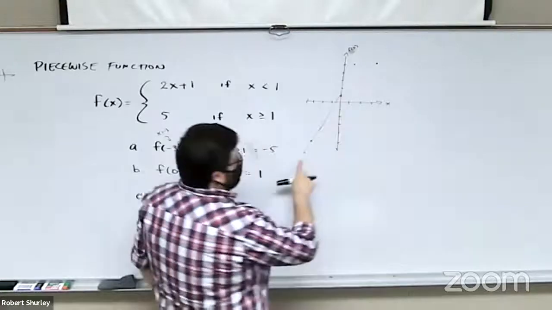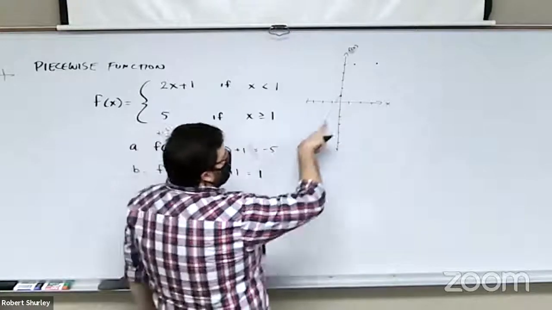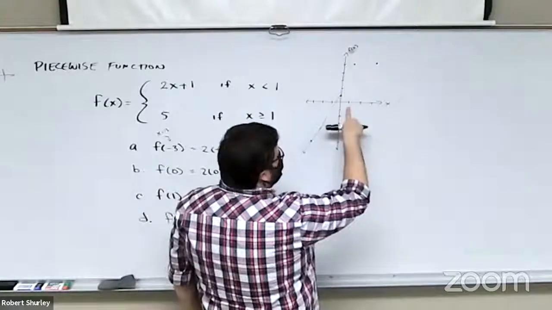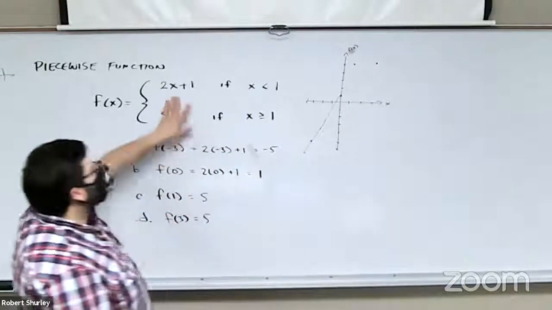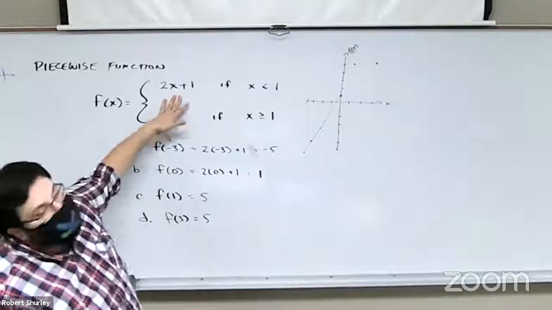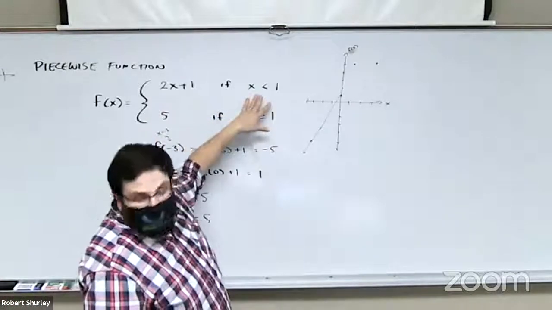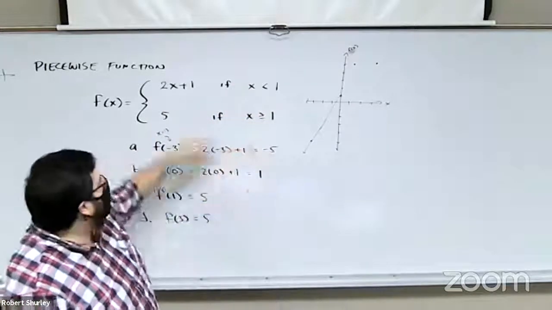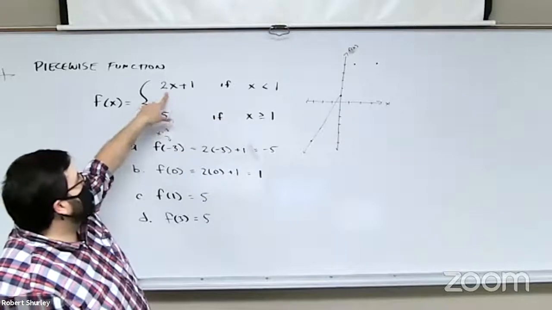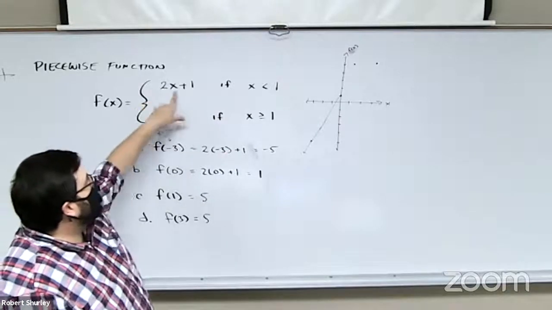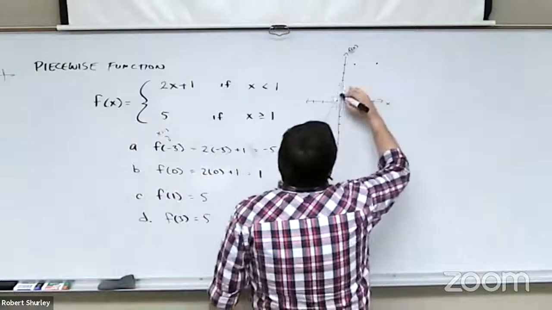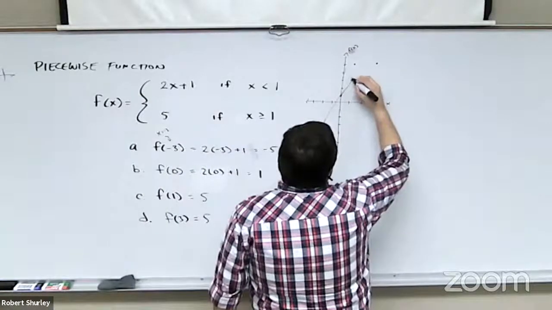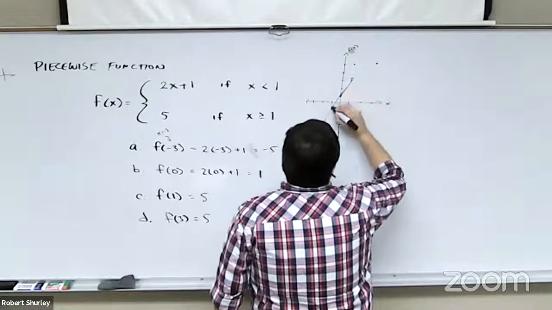I know to the left it's headed down here, but it's got to stop somewhere. It stops at 1, but it doesn't include 1. So if I plugged in 1 to this top one, now I know we're not supposed to because x is less than 1, right? But I want to see where it stops. If I plugged in 1 here, I would get back 3, right? 1 times 2 plus 1 is 3. So what's happening is this is headed to 3, but there's going to be an open circle there, okay?